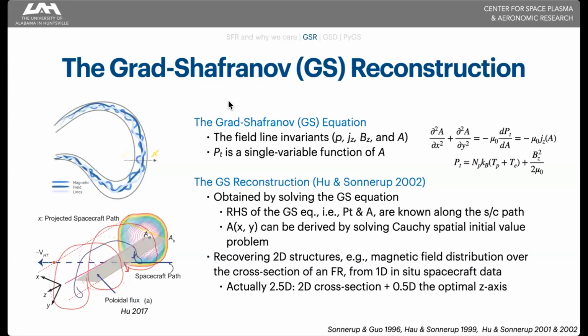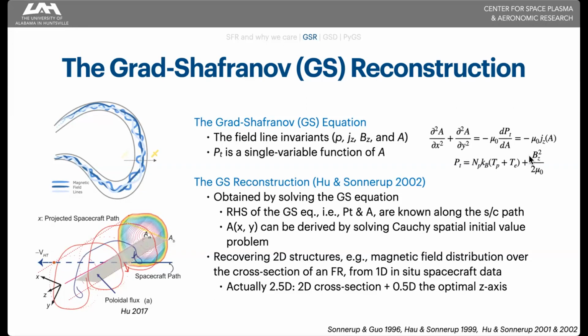As I mentioned, the PyGS is made for the GS-based techniques, which actually relies on the idea of the GS reconstruction. Speaking of this reconstruction, we need to go back to the GS equation, which is this formula. Here, PT is transverse pressure, the sum of thermal pressure and axial magnetic pressure, and A is magnetic flux function or vector potential. This equation indicates that PT is a single variable function of A.